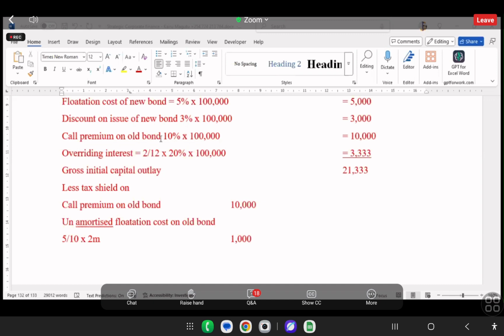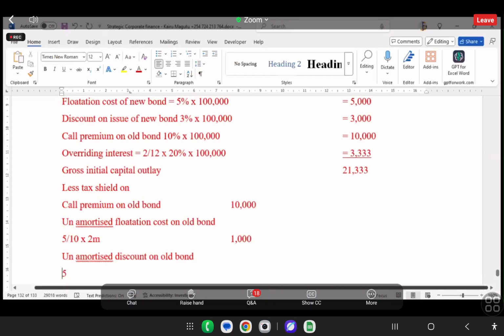So the flotation cost is not amortized. The other thing you need to consider is the discount on issue of the old bond that is not amortized. Back to the question, let's see the discount on the old bond. We are told that the bond was issued at a 2% discount. The period remaining is 5 years out of the 10 original, multiplied by 2%. We multiply this by 100 million. Can someone give me this one, please?